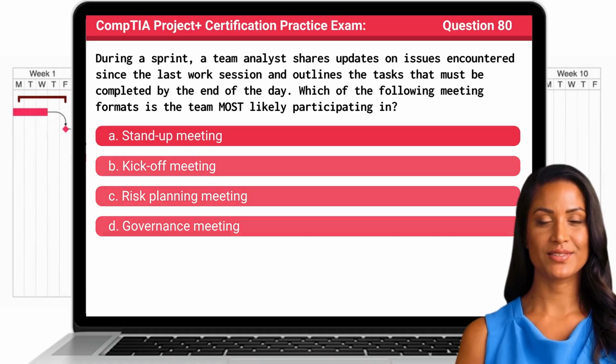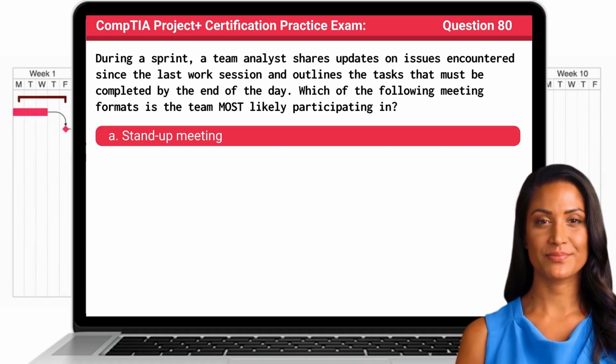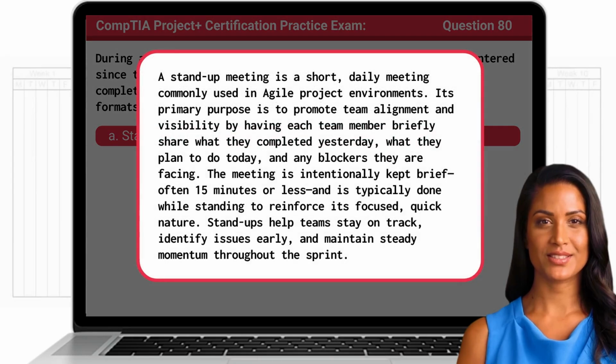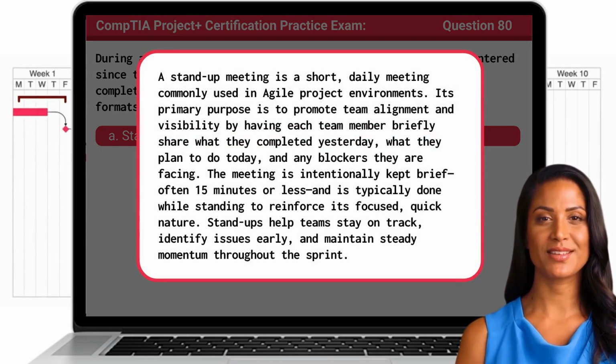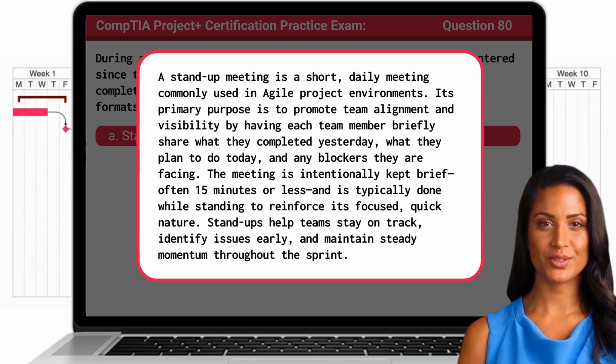The answer is A. Stand-up meeting. A stand-up meeting is a short daily meeting commonly used in agile project environments. Its primary purpose is to promote team alignment and visibility by having each team member briefly share what they completed yesterday, what they plan to do today, and any blockers they are facing.